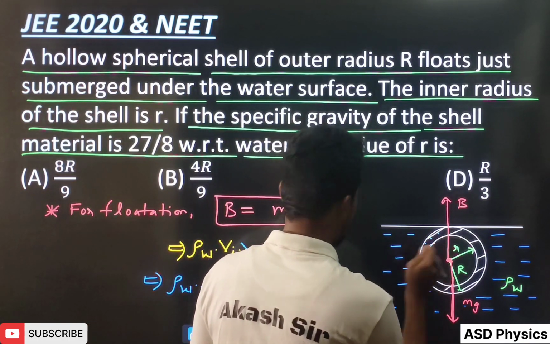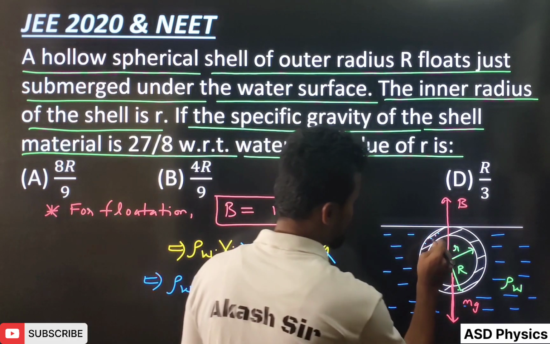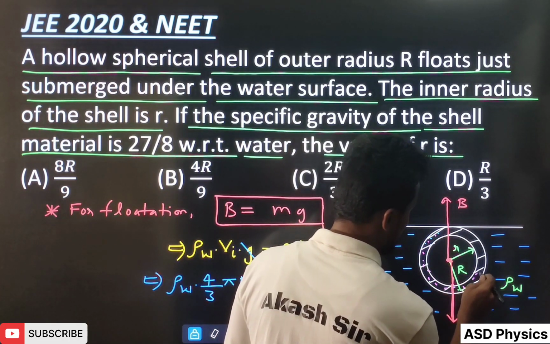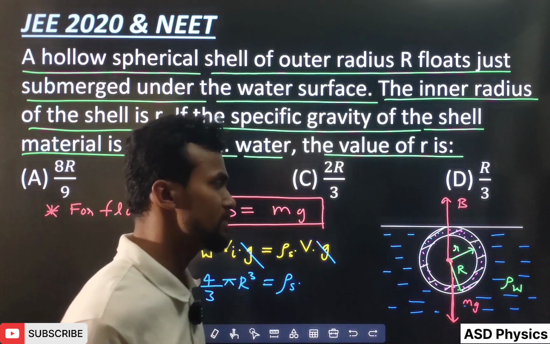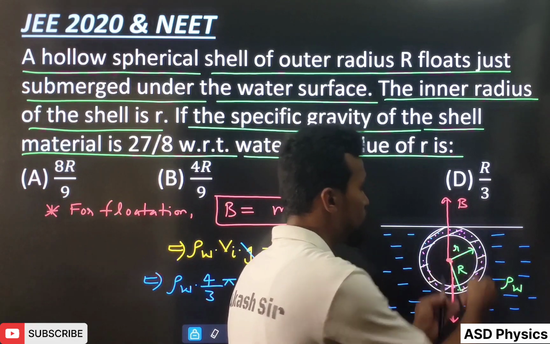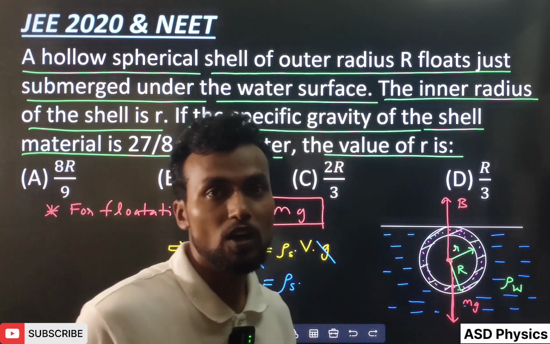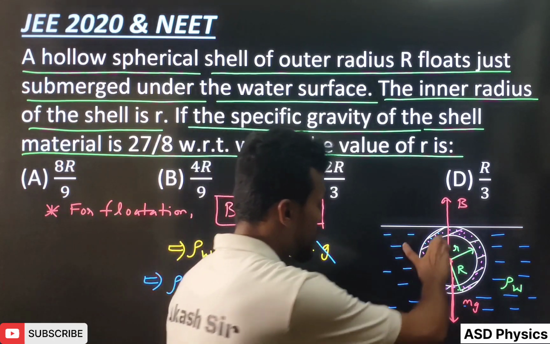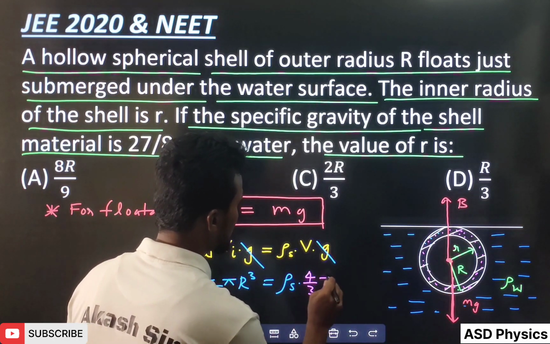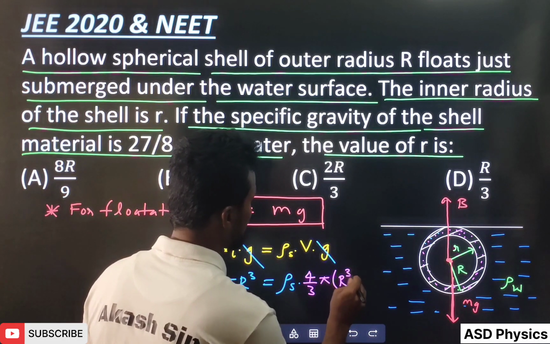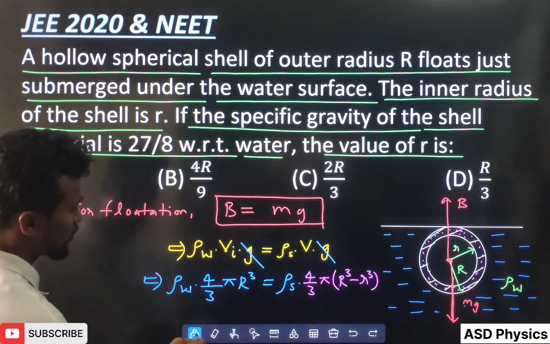Let me change the color. The substance is here. This is the substance. Substance is present here. So this volume we have to use. You can see very well here students, the outer volume is 4 by 3 pi capital R cube, and the inner volume is 4 by 3 pi small r cube. If we want to know the volume of this substance, we have to do outer volume minus inner volume. So 4 by 3 pi, capital R cube minus small r cube. I hope you are getting it very well.